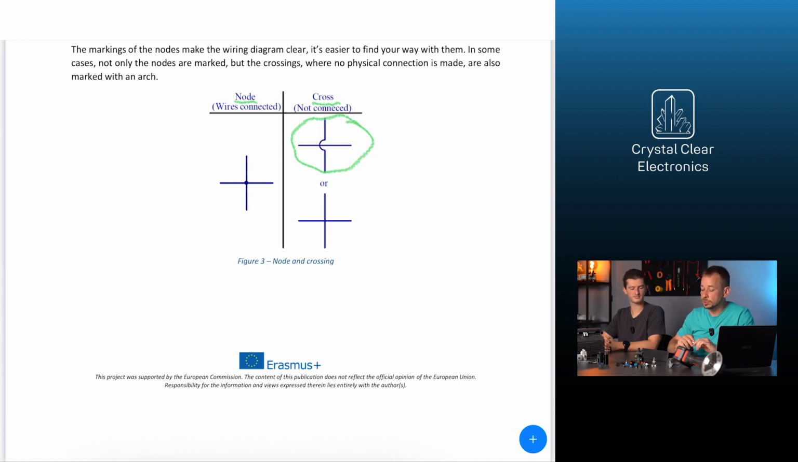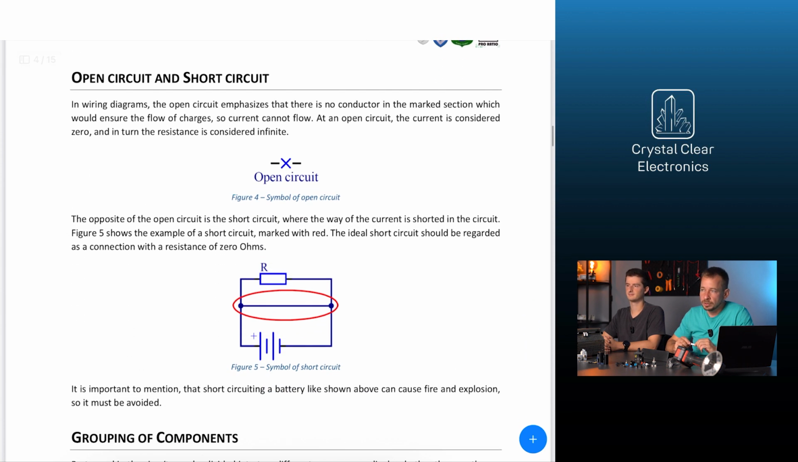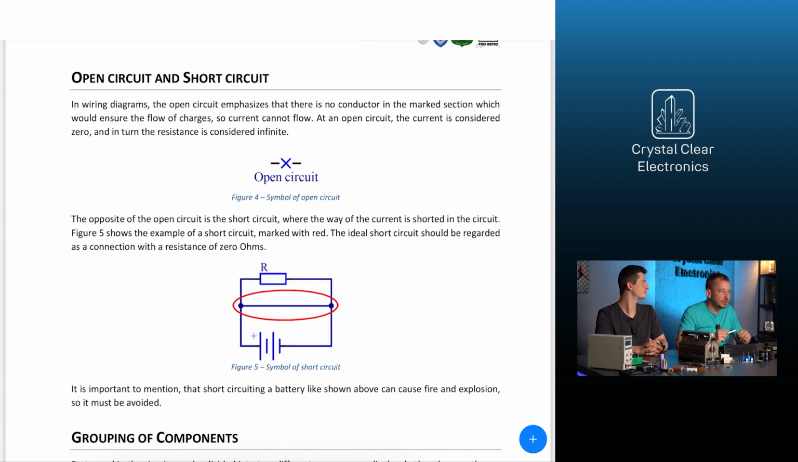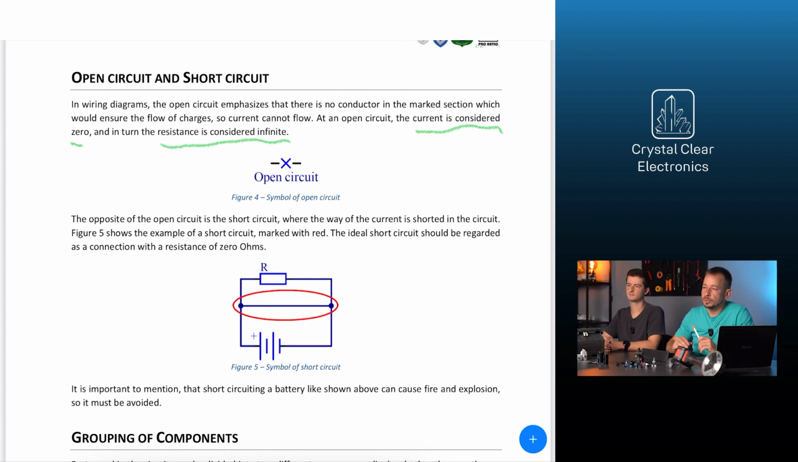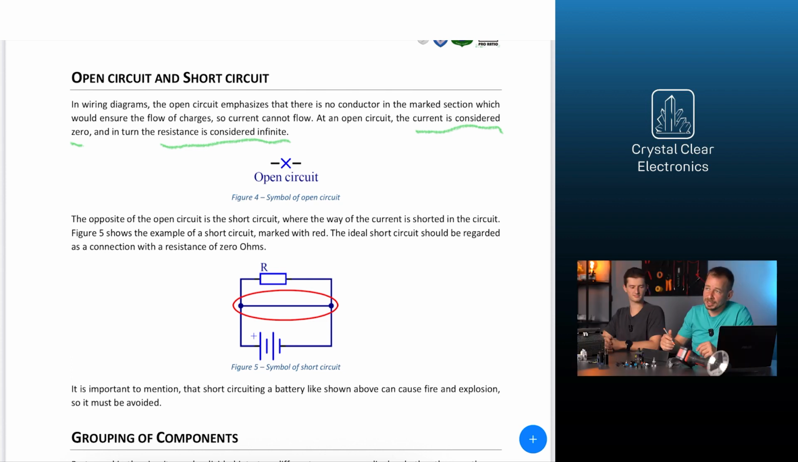Let's take a look at what an open circuit is. In wiring diagrams, the open circuit emphasizes that there is no conductor in the marked section, which would ensure the flow of charges, so current cannot flow. At an open circuit, the current is considered 0, and in turn the resistance is considered infinite. In the curriculum, we can also see the symbol of an open circuit. Here I'd like to note that it is rare that we want to draw attention to an open circuit when designing a wiring diagram, so you will rarely see this symbol.